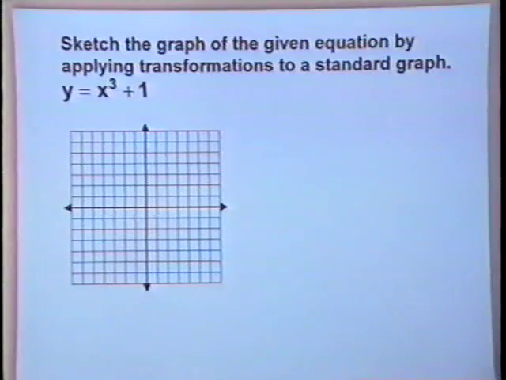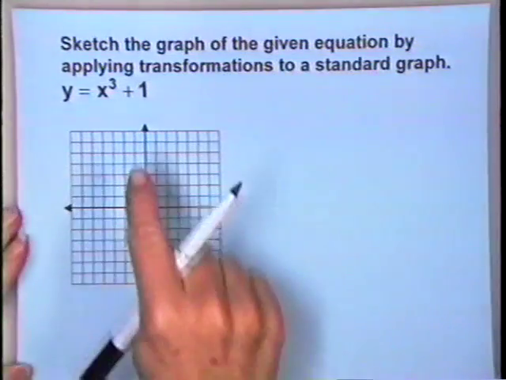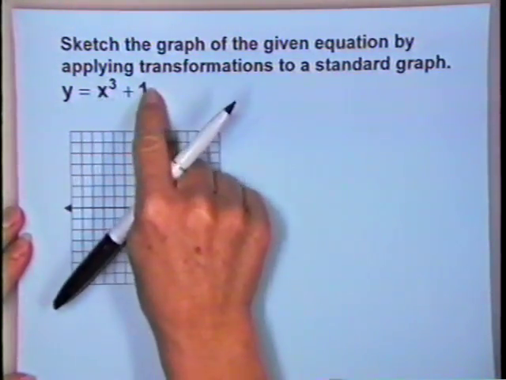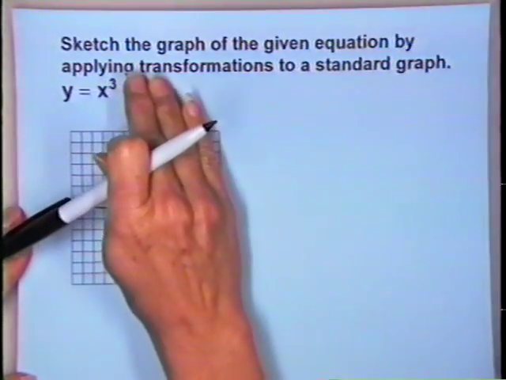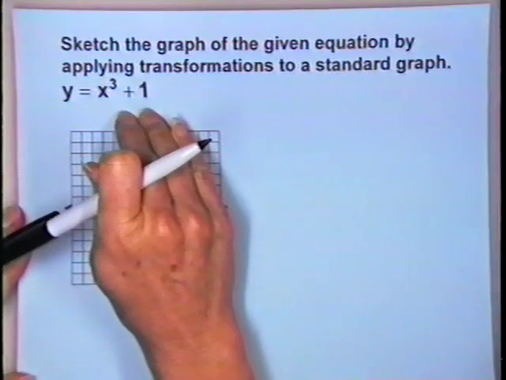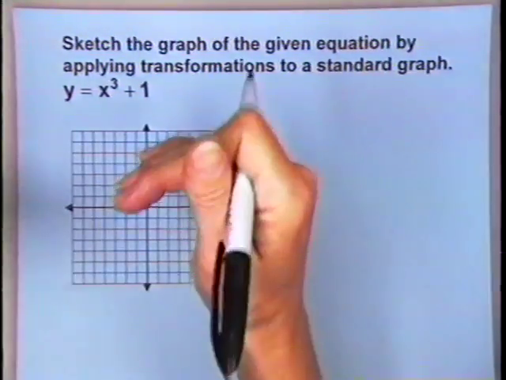Sketch the graph of the given equation by applying transformations to a standard graph. My equation says y equals x cubed plus 1. Now notice here the cube happens to x first, and then we're adding 1. So this is like the cube function, and the plus 1 is going to do what to that cube function? It's going to move it up 1 unit.